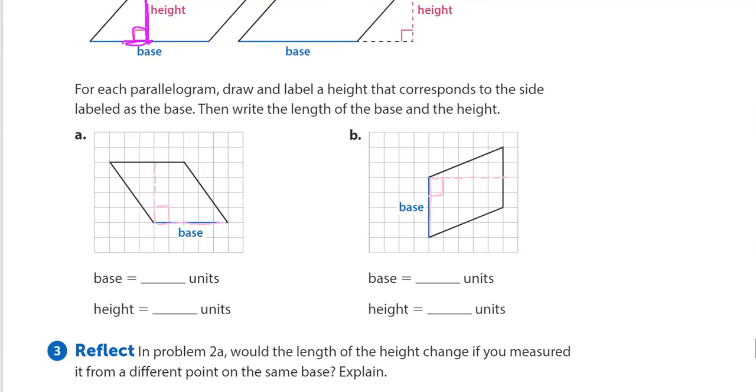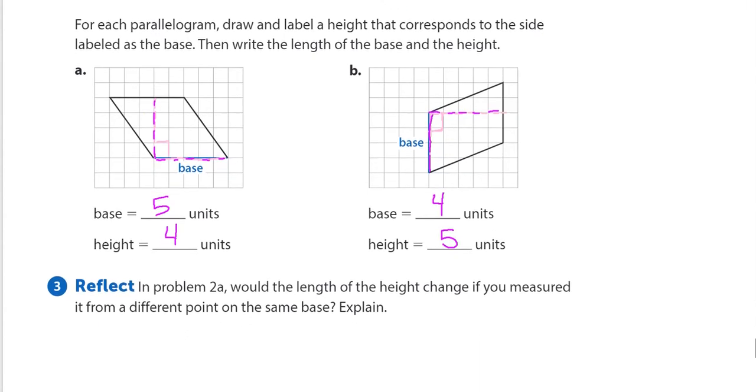Okay, now the base here is 1, 2, 3, 4, 5 units. And the height is 1, 2, 3, 4 units. On this one, the base is 1, 2, 3, 4 units. And the height is 1, 2, 3, 4, 5 units. Ta-da!